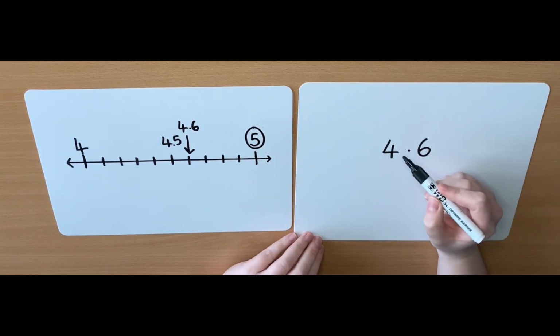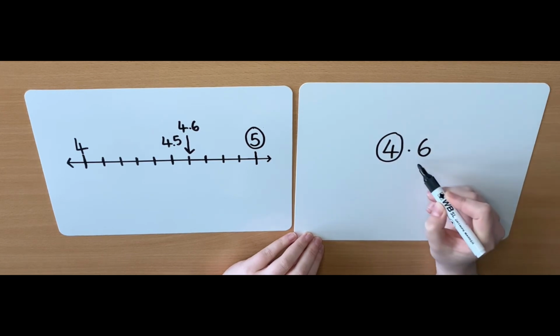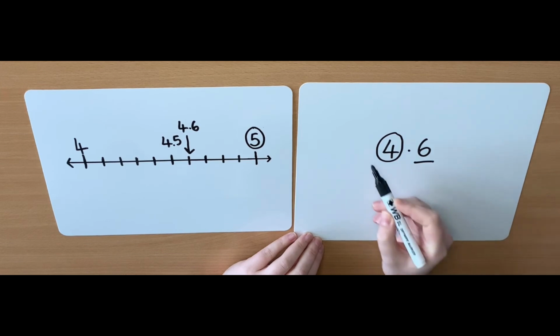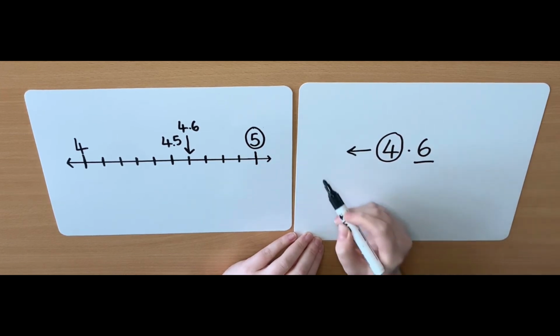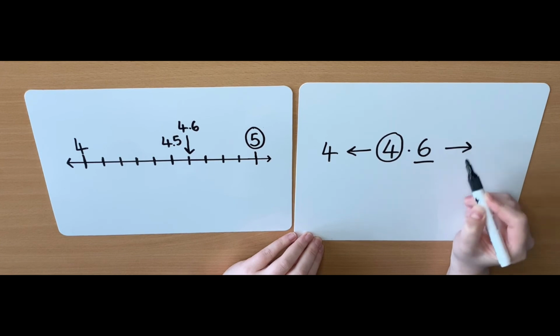For the abstract method, I need to circle the digit that I'm rounding to. So in this case, I'm rounding to the nearest whole number. So I need to circle the 4 and underline the digit to the right, as this will determine whether I'm rounding up or rounding down. Just like with the number line, I need to identify the whole number before and the whole number after. So therefore, the whole number before is 4, since there's 4 ones, and the whole number after is 5.